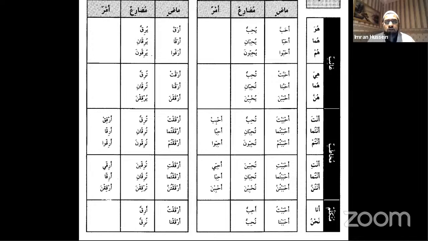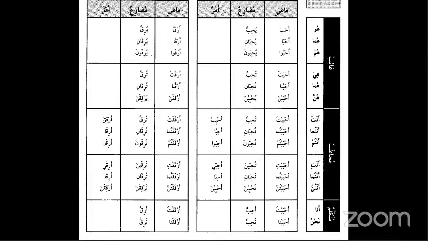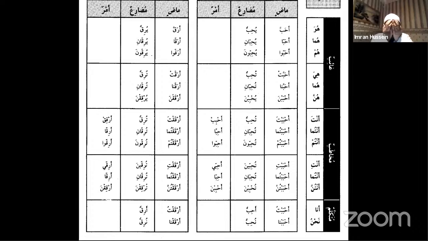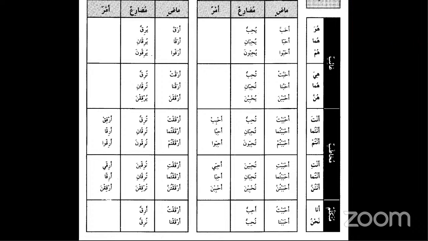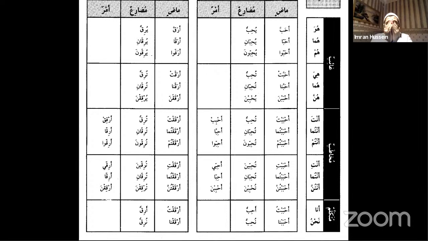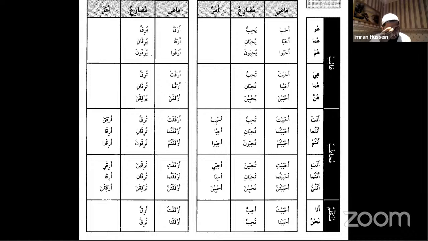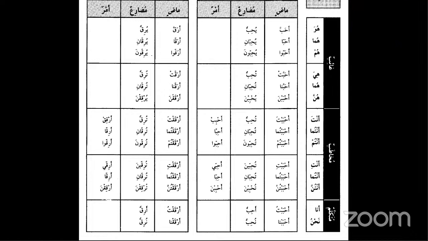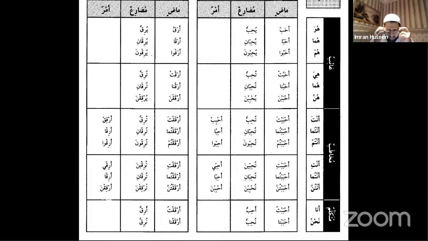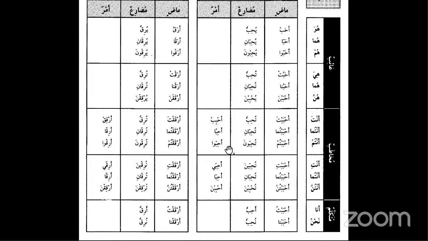So now, can you kindly conjugate yuhibbu? Yuhibbu, yuhibbani, yuhibbuna, tuhibbu, tuhibbani, yuhbibna. Tuhibbu, tuhibbani, tuhibbuna, tuhibbina, tuhibbani, tuhbibna, uhibbu, nuhibbu. Brilliant. Okay. Now I'm going to move on forward. Send the mic, Sister Batool Jaffer. Okay, the imperatives. Now, the imperative for the four-letter verb.